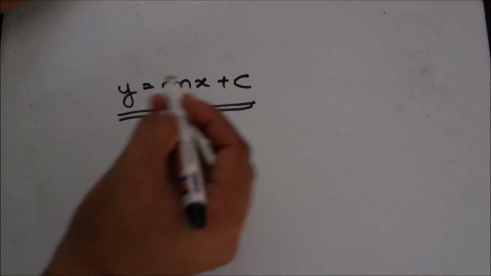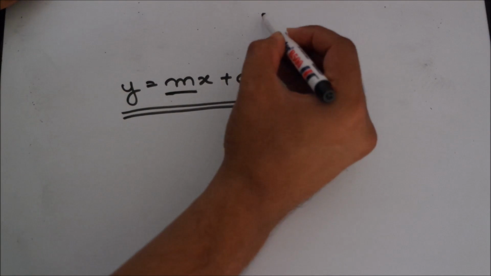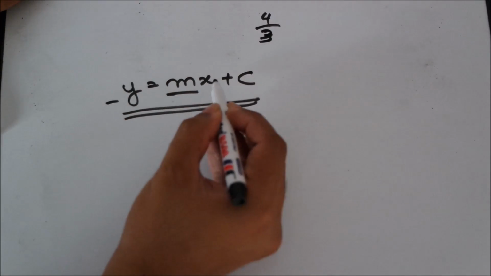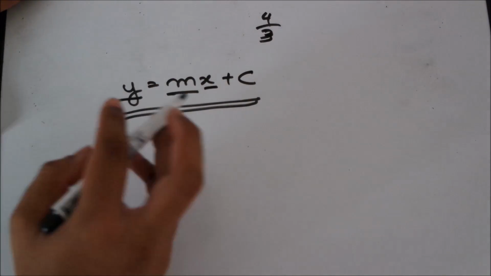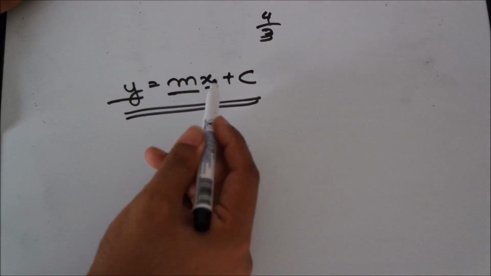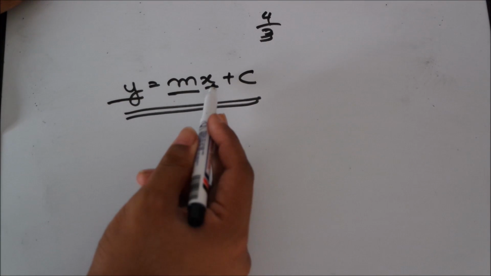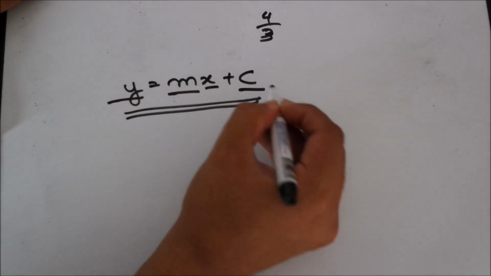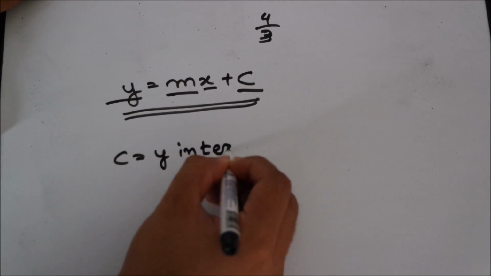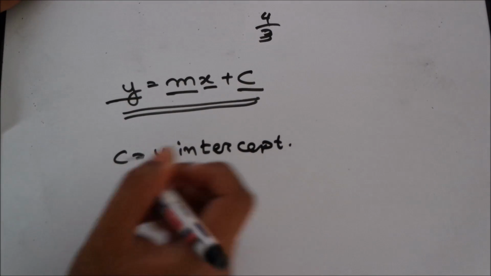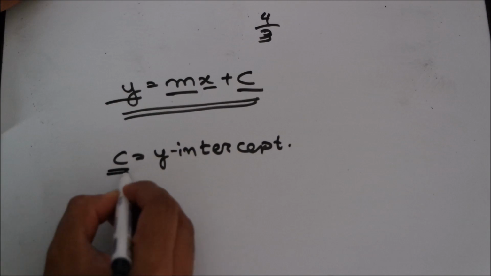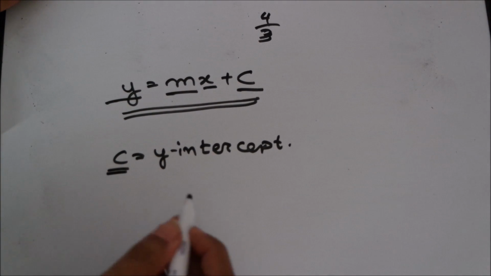So m is the gradient that you just found out, that was 4 by 3 if I remember correctly, and y and x will not change. There are no specific numbers to be assigned for them, so y and x will stay as they are, and c is the y-intercept. By y-intercept I mean that c is the exact point where the graph crosses the y-axis.